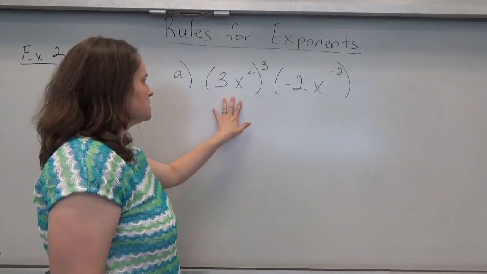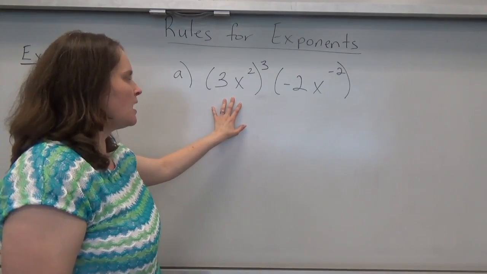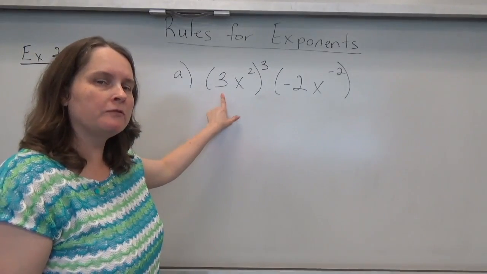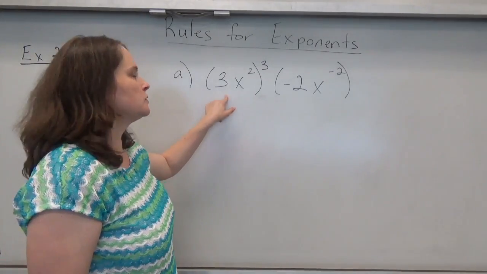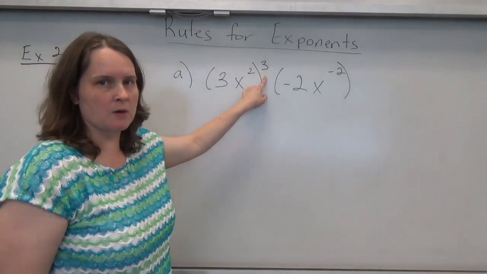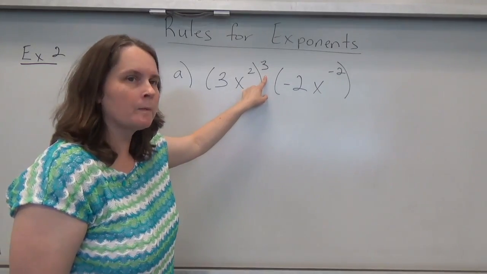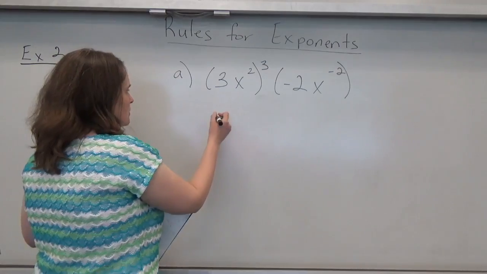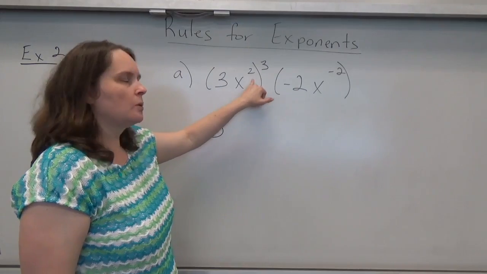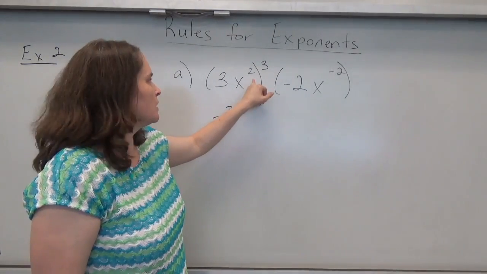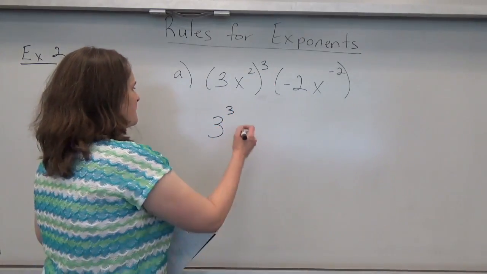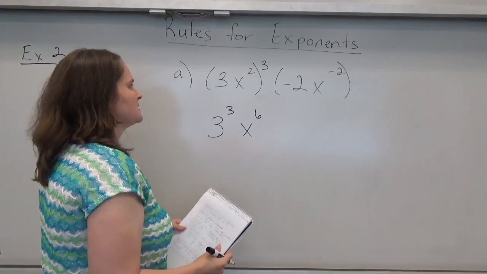Starting over here on the left, be careful that you do not accidentally apply rules of exponents to a coefficient. Remember, a coefficient is a number that's being multiplied to the base. So we're not going to multiply this 3 with our exponent. We're just going to think of this as 3 to the third power, which we could go ahead and calculate if we wanted to. But we're going to do 3 to the third power, and then we're going to do x squared raised to the third power. We know that here we're raising a power to a power, so we can multiply our exponents. So we've got 3 to the third times x to the sixth.